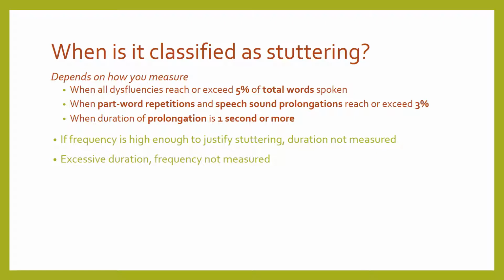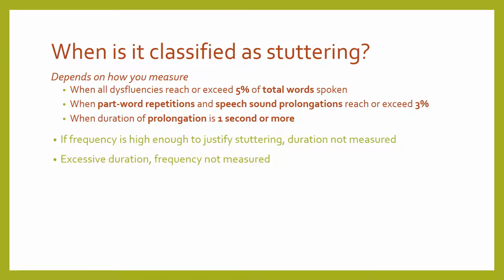We could also measure it as when part word repetitions and speech prolongations reach or exceed 3%. So if we take a 100-word sample, if 3 of those stuttering-like moments had part word repetitions or speech sound prolongations, then we can classify it as stuttering versus being just disfluent. And then we could also measure it as when duration of prolongation is 1 second or more. So it all goes back to the different types of stuttering in terms of how you're classifying it, or stuttering-like moments, meaning that they have those characteristics of sound repetition, sound prolongation, or blocks, or anything like that.